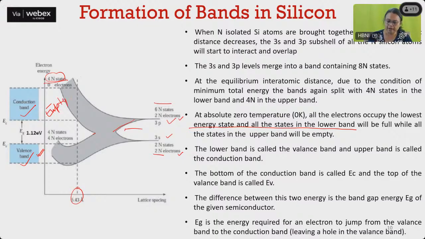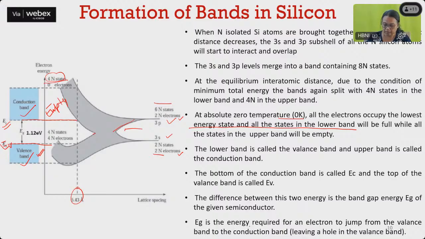And at 0 Kelvin, the lower band is called the valency band and the upper band is called the conduction band. The bottom of the conduction band is called EC. So this becomes our EC and this becomes our EV. The difference between the two energies is the band gap energy Eg of the given semiconductor.